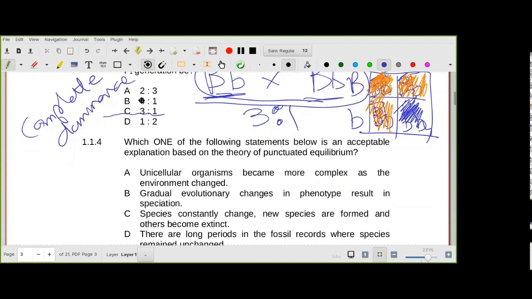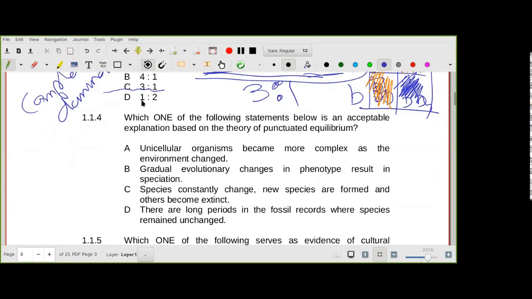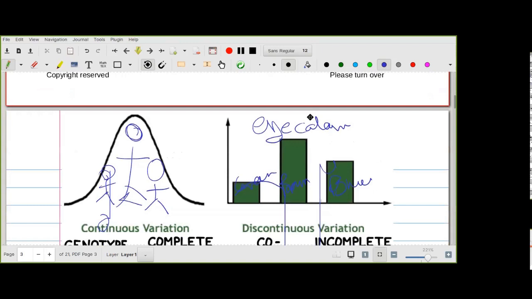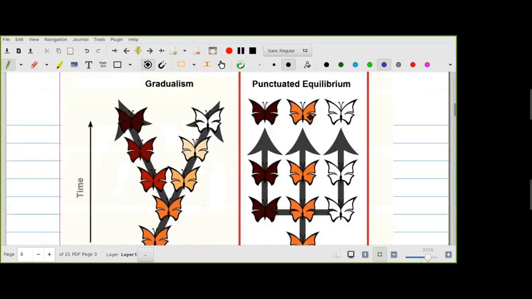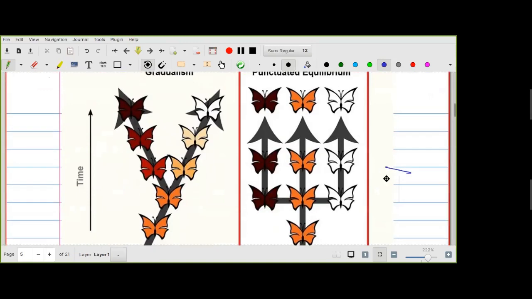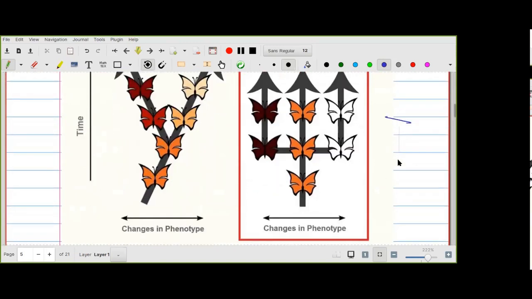Let's move on to question 1.1.4. Which one of the following statements below is an acceptable explanation based on the theory of punctuated equilibrium? Let's just take a look at first what punctuated equilibrium is. Punctuated equilibrium, ladies and gentlemen, says to me that there was a sudden change in the environment.